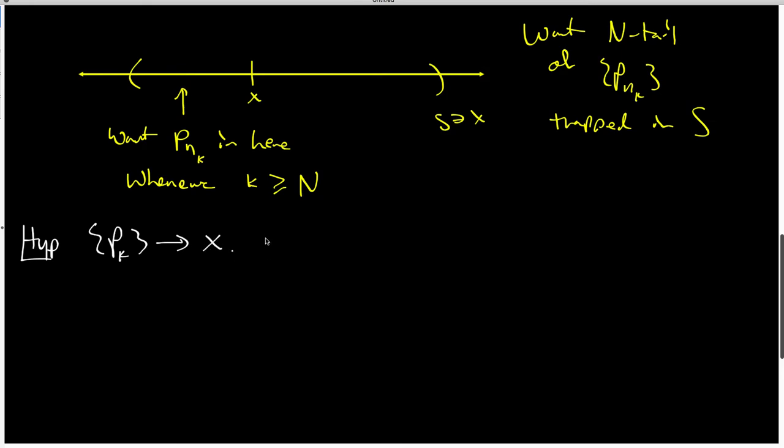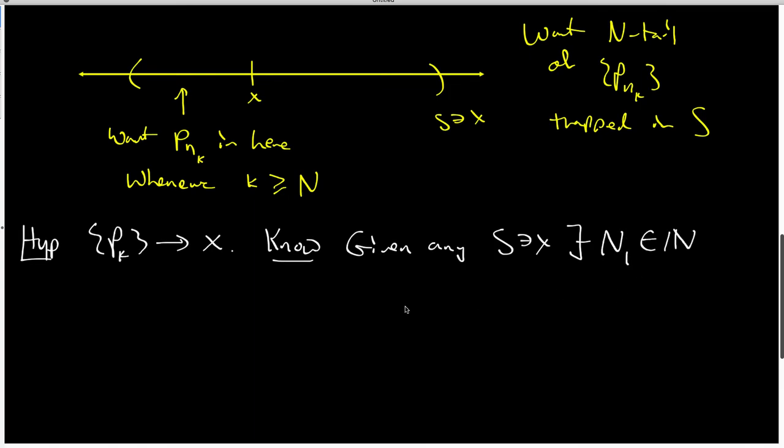And what does this mean? This means that we know the following. Given any open interval S that contains X, there is somebody that I'm going to call capital N sub 1 inside the integers, such that if the subscript k is bigger than or equal to N1, then p_k is going to be inside S.